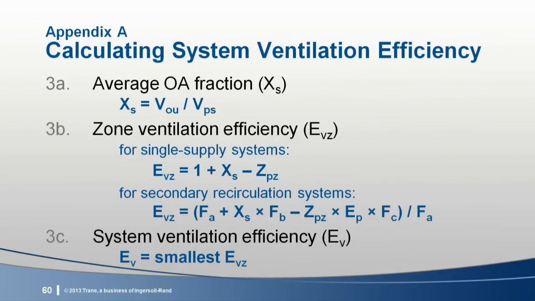Calculating system ventilation efficiency is a three-step process. First, we determine the average fraction of outdoor air in the system, or X sub S. This is the uncorrected outdoor air intake we just calculated divided by the total system primary airflow. Then we calculate a ventilation efficiency for each zone. For systems with a single recirculation air path, calculating zone ventilation efficiency is fairly simple. For those systems with a secondary recirculation path, more assumptions and calculations are involved. But once the zone ventilation efficiencies are known, the final step of determining system ventilation efficiency is easy. It's simply equal to the smallest zone ventilation efficiency.